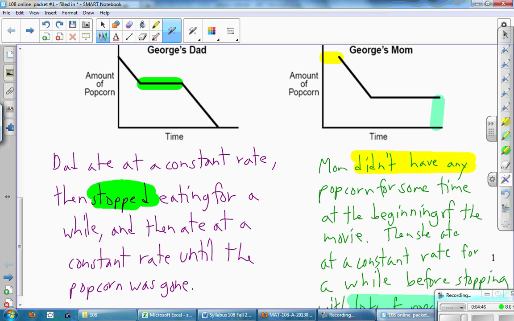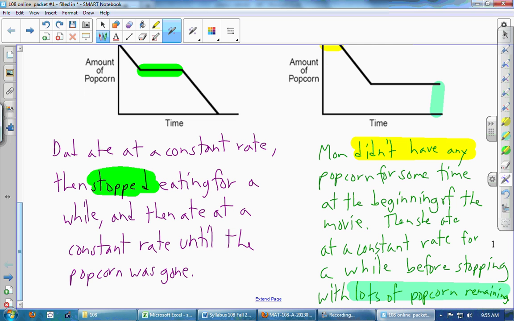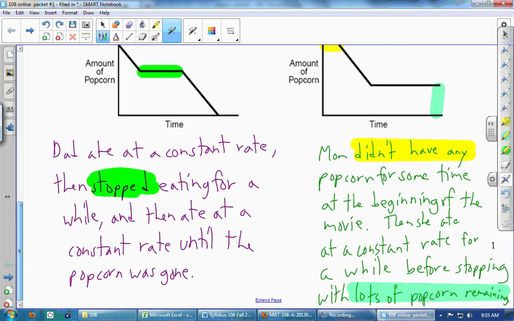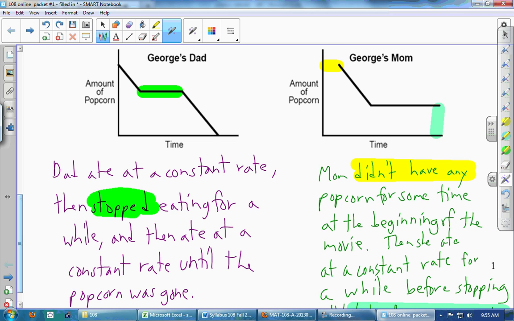Okay, and then finally George's mom didn't have any popcorn for some time at the beginning of the movie. And then she ate at a constant rate for a while before stopping with lots of popcorn remaining. So let's take a look at her graph. There's a blank space here in the beginning. It's easy to miss, but that means that George's mom didn't have access to the popcorn for a while, and then ate at a constant rate, and then stopped eating and had lots of popcorn left over at the end of the movie.